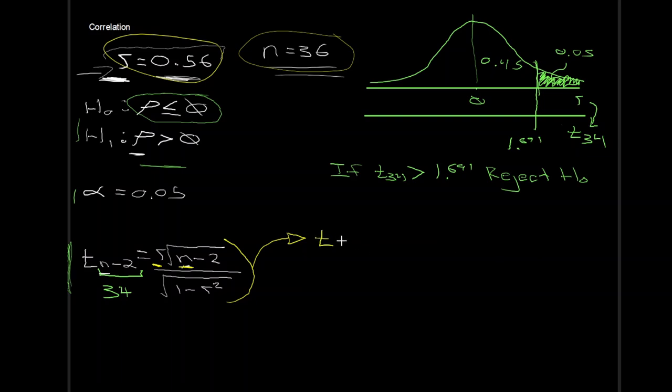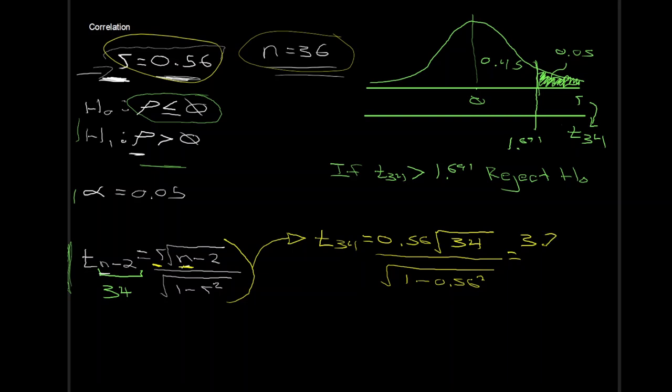So that's great. Okay, so what do we get? We have our T34, and that is going to be equal to R, so that's 0.56, times the root of N minus 2, that's 36 minus 2, which gives us 34, and then we divide by the square root of 1 minus 0.56 squared. Okay, what does that give us? Our numerator works out to about 3.265, and our denominator, the square root of 1 minus 0.56 squared, works out to about 0.828.